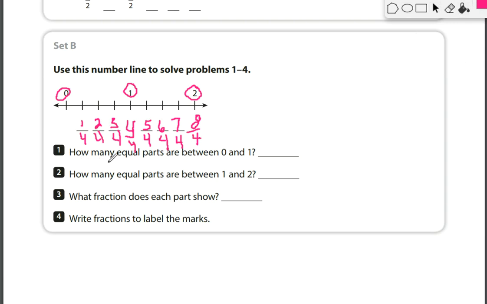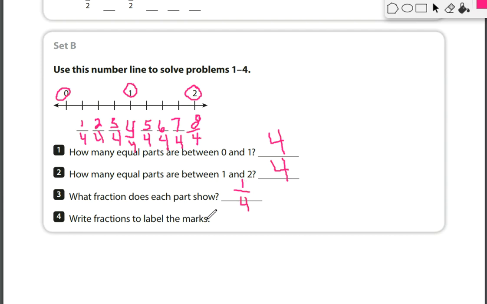All right. How many equal parts are between 0 and 1? Hey, we already did that. It's 4. How many equal parts are between 1 and 2? We did that too. It's 4. What fraction does each part show? 1/4.